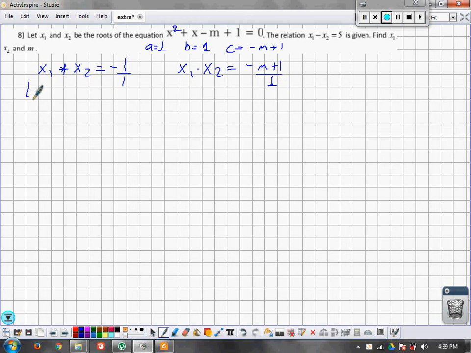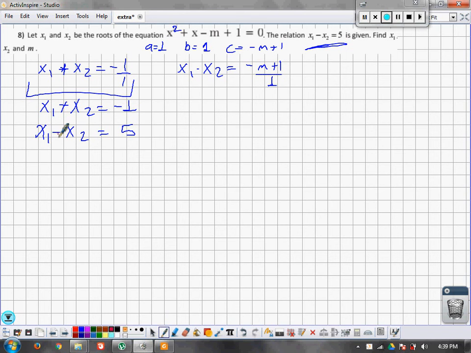So I will use this one and the given thing in here together, which is x1 plus x2 must be equal to minus 1 over 1 and x1 minus x2 is equal to 5. So the given things, I will use as the results, then I will try to find the letter m after I find x1, x2. Okay? So now you can use two ways. Remember the substitution method.